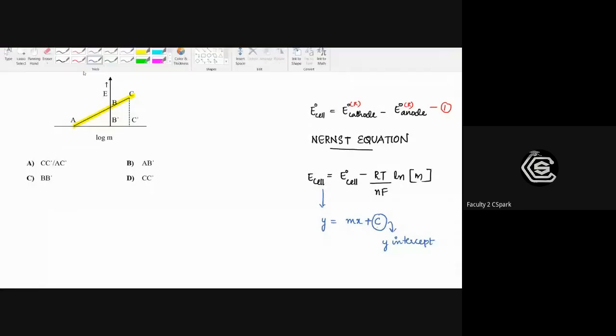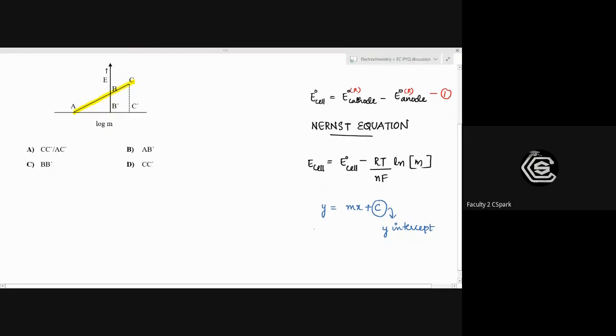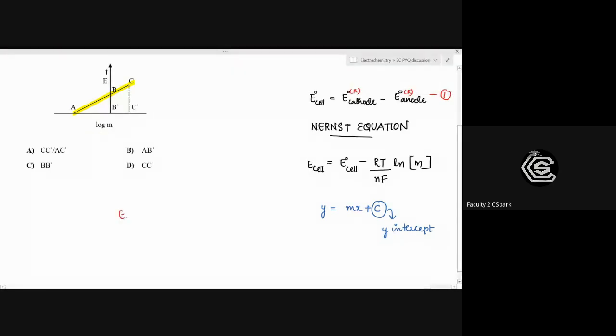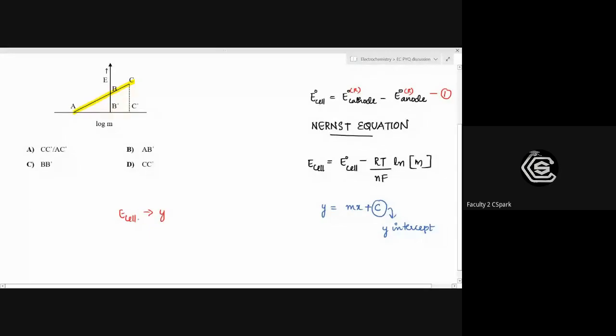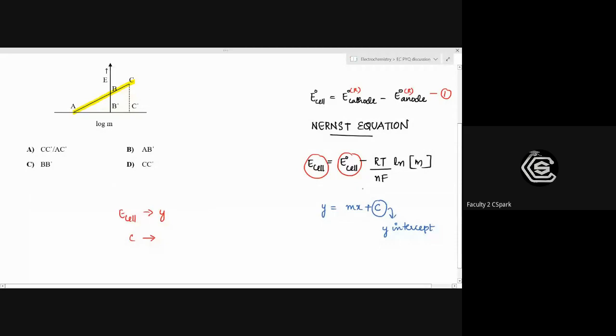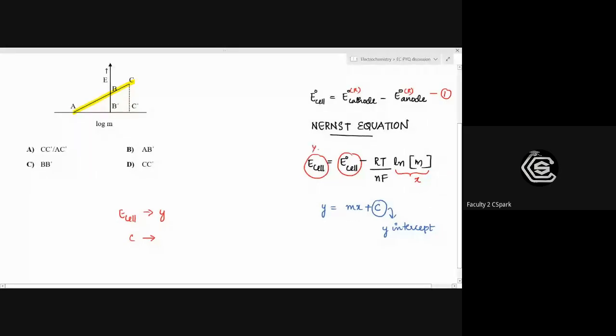Okay, so if we compare our equation with the general equation y is equal to mx plus c, what you have is E cell, that will be y. And what is the intercept? The intercept, C, if you relate this, y is equal to intercept. The intercept here will be the standard electrode potential. Now how is that? We'll check the next term so that you will understand that too. Here the x-axis is log m. That means this will form the x-axis. Okay, so this is y, this is x.